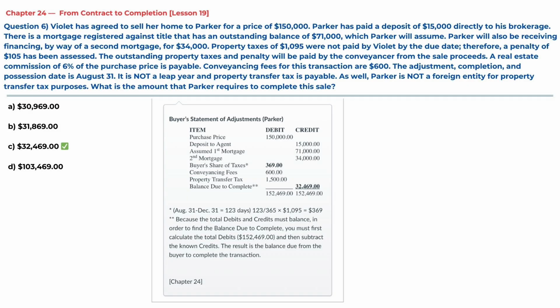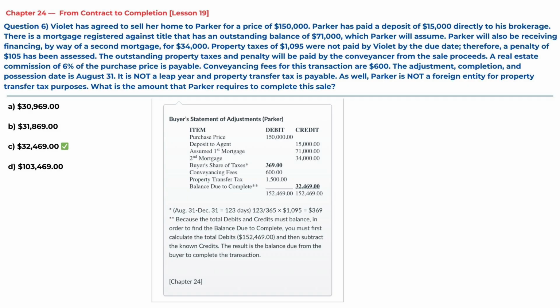Property transfer tax, $1,500.00, debit. Balance due to complete, $32,469.00, credit. August 31st minus December 31st equals 123 days. 123 divided by 365 times $1,095 equals $369. Because the total debits and credits must balance.